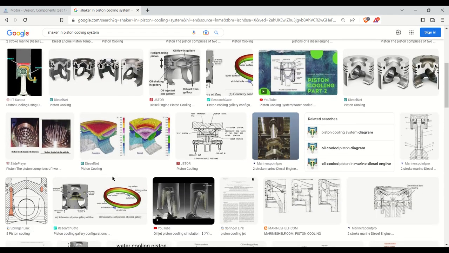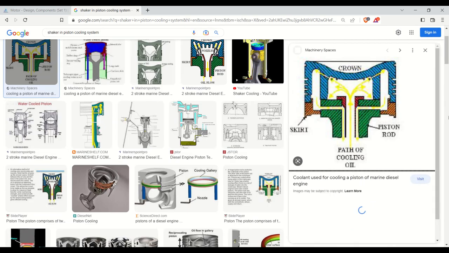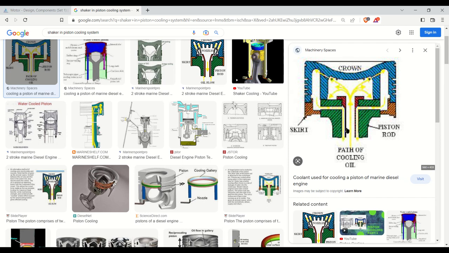Where is the correct image? I think this is the right image. Yes, you can see the path for the cooling oil going inside the hollow spaces inside the piston, and after cooling and doing its purpose, it goes through this path and returns back. This is a part of the piston called the crown. This is the upper part, and it comes in direct contact with the combustion, and this part is the skirt, and this is the connecting piston rod.